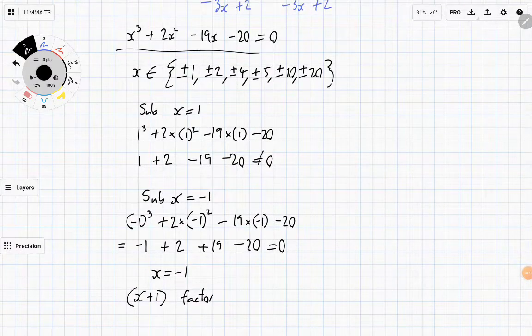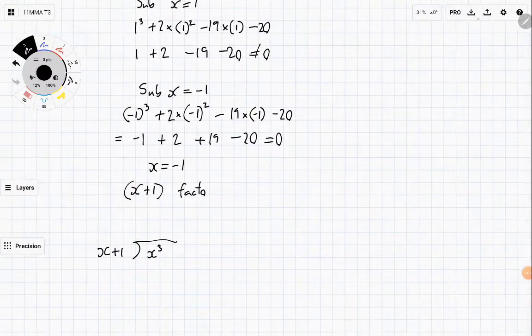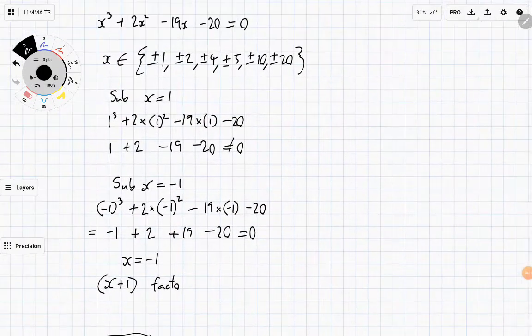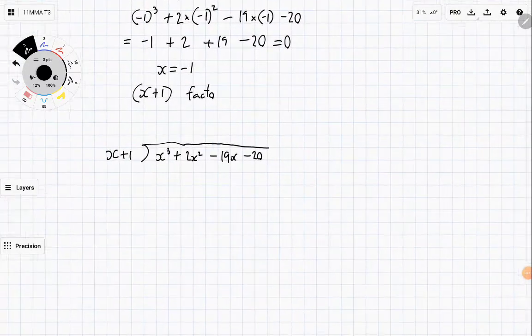Now we need to divide that by the factor we've just found. Long division time. So x plus 1, x to the 3 plus 2x squared minus 19x minus 20. Alrighty, time to do some division.